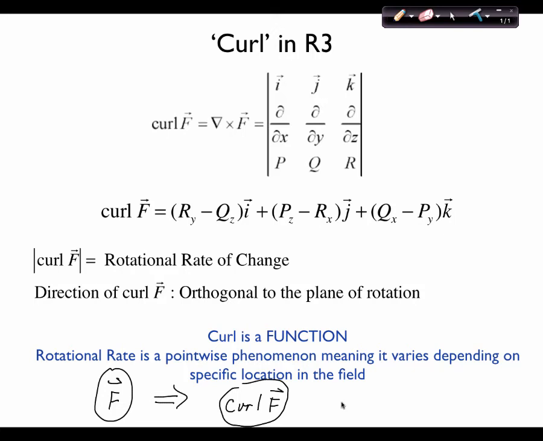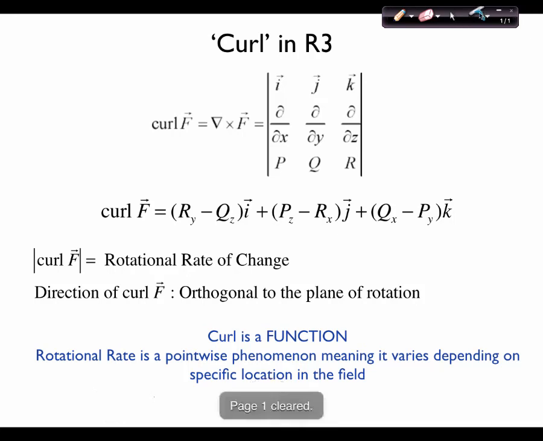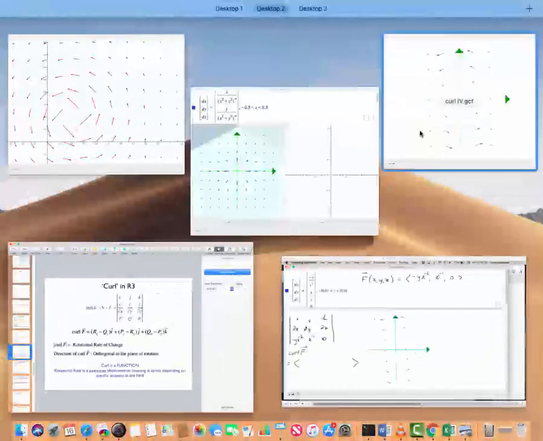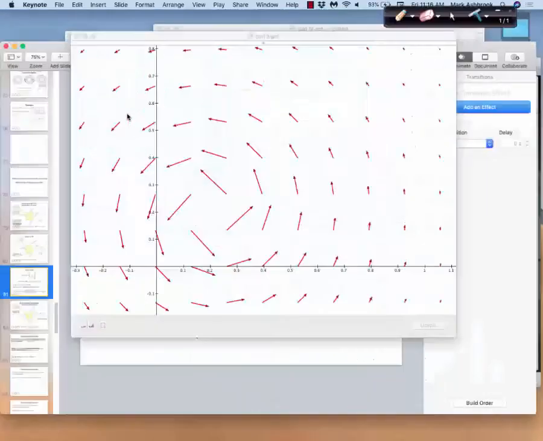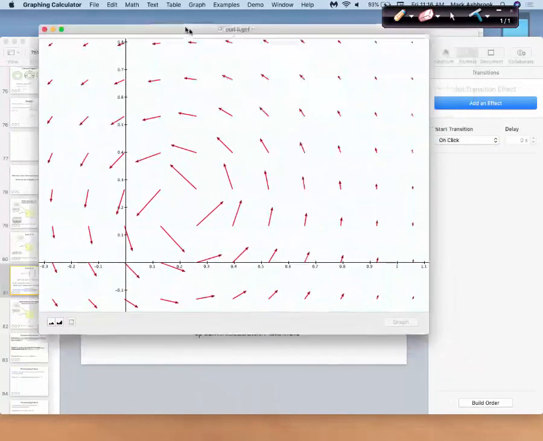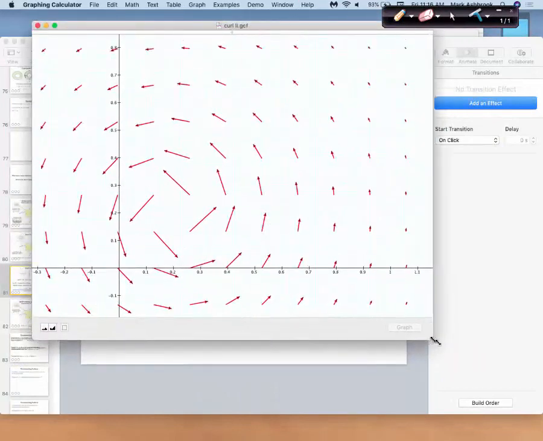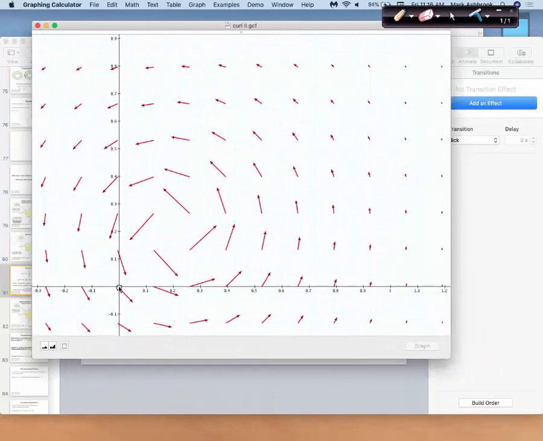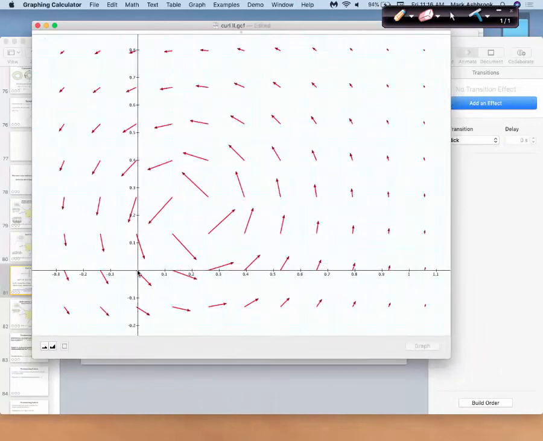Okay, any questions on the setup here? So let's look at some examples. Okay, here's a vector field. So question, is the curl positive? Is the curl positive, negative, or zero? What do you think?